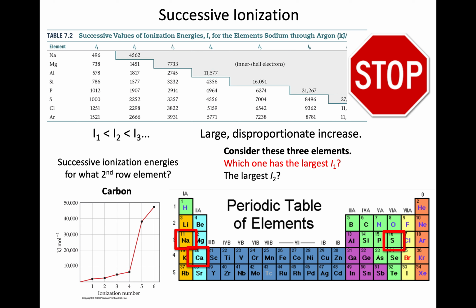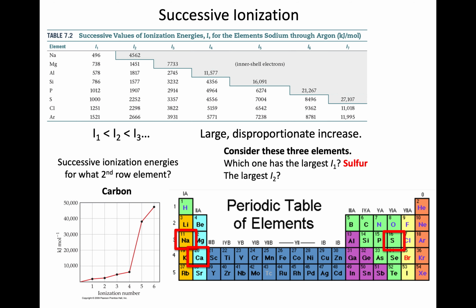If we were thinking about this in terms of size, it's going to be sulfur. Recall that we see a contraction as we move across the row because we have the effective nuclear charge increasing, but we're not changing the principal quantum number. So I'd see a contraction in size as I move from sodium across to sulfur, and then it gets much larger, and then I would see a contraction once again. But the smallest out of these is going to be sulfur, and that's the one with the largest first ionization energy.